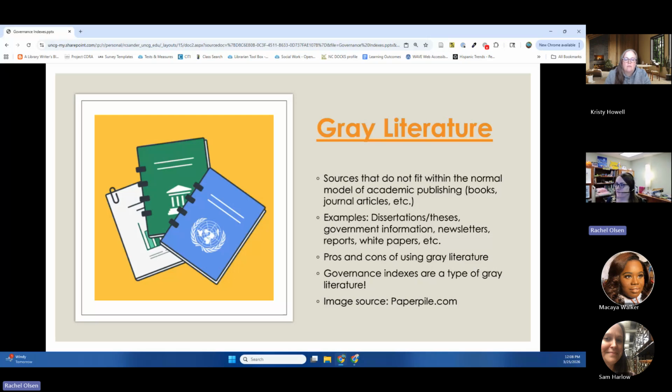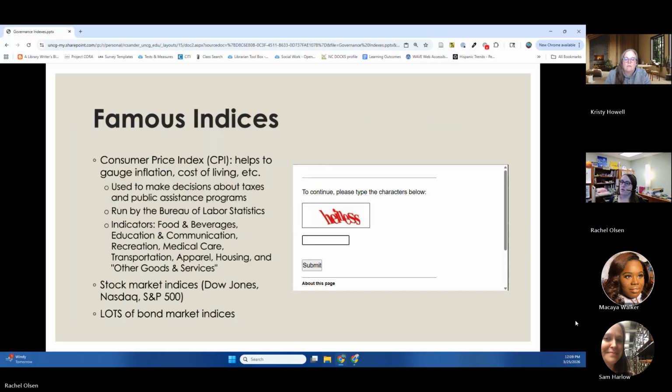Governance indexes, as I said, are a type of gray literature. So let's go on to the next slide. Famous indices that you may have heard of. These are not governance indexes. These are just more general ones that you may have heard of in everyday life.